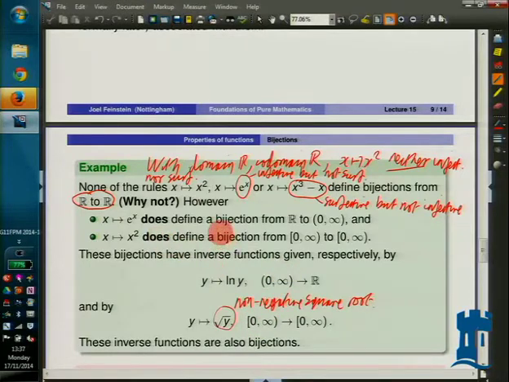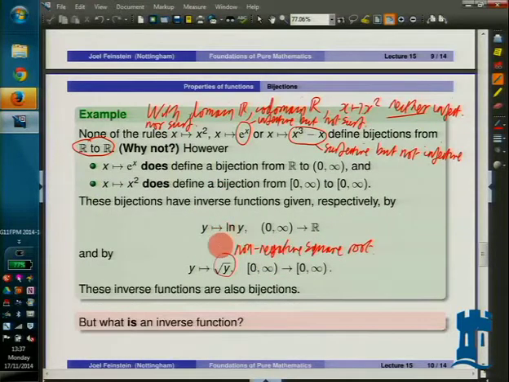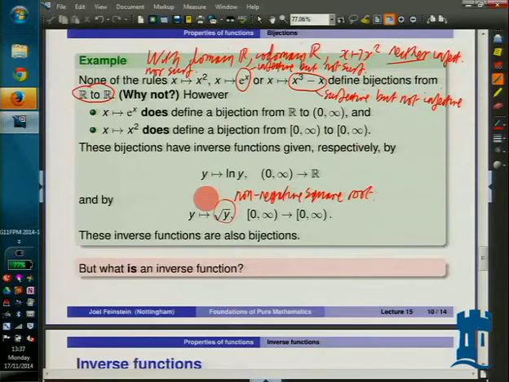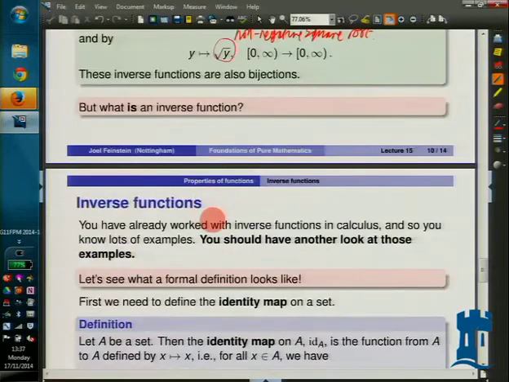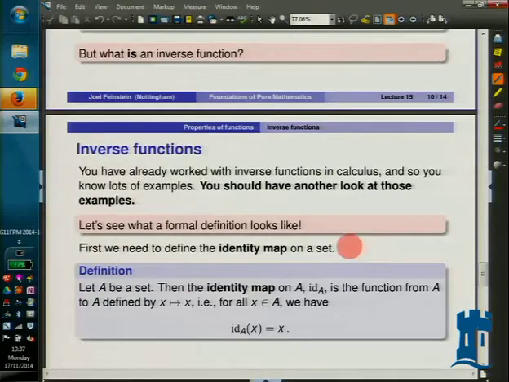But what is an inverse function? Formally. Actually, there's various different ways of thinking about it, and some of them are quite quick. So what is an inverse function? To figure out what an inverse function really is, we're going to look at the identity maps to start with on any set.